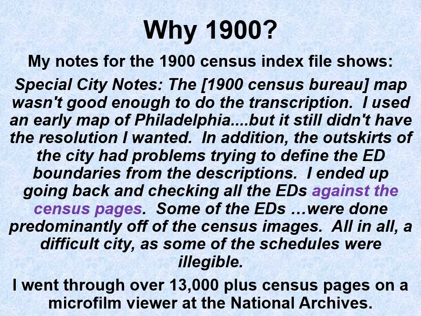And my notes for the 1900 census file for Philly is, quote, special city notes. The Census Bureau map, the 1900 map, wasn't good enough to do the street transcription. I used an early map of Philadelphia, but it still didn't have the resolution I wanted. In addition, the outskirts of the city had problems trying to define the ED boundaries from the descriptions. I ended up going back and checking all the EDs against the census pages.